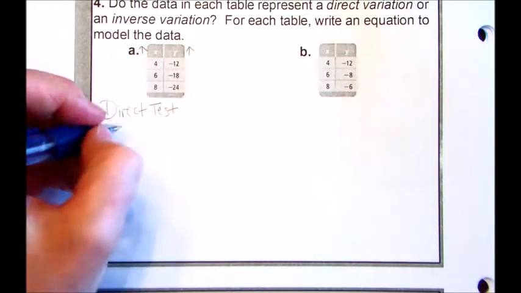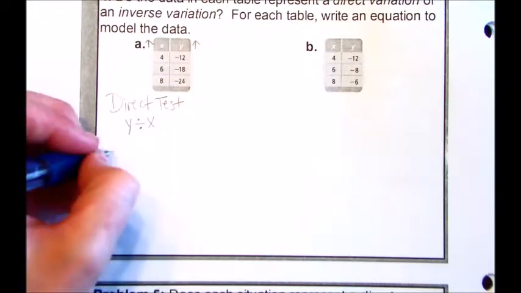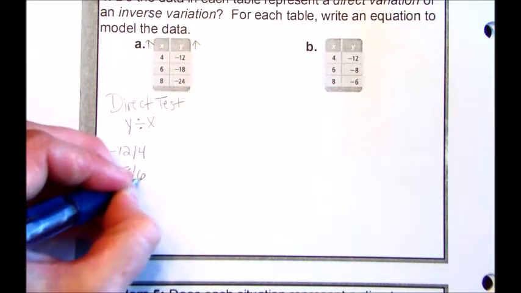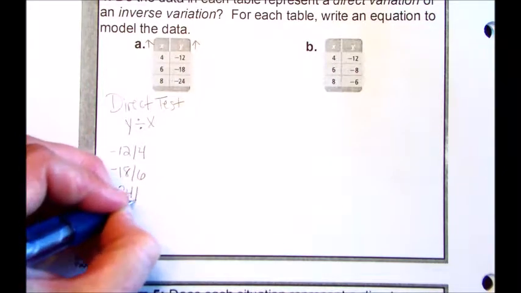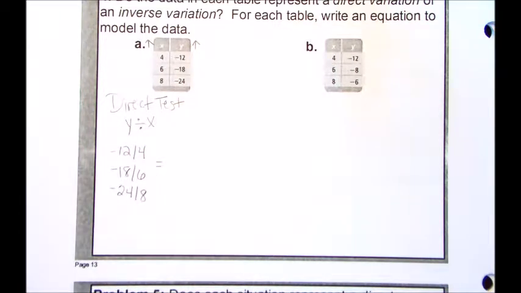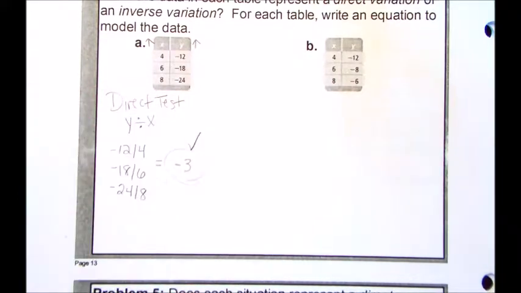So to test for direct, I wrote on the previous page, you do y divided by x. Let's do this. Negative 12 divided by 4. Negative 18 divided by 6. Negative 24 divided by 8. What do we get every single time? Negative 3. That means, yep, it is direct.